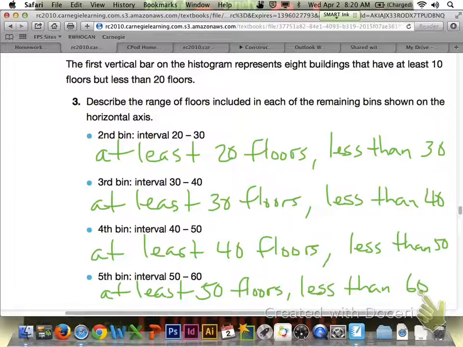So in looking at the answers for each of the bullet points underneath number 3, the second bin is going to represent at least 20 floors but less than 30. The third bin, at least 30 floors but less than 40. The fourth bin, at least 40 floors but less than 50, and the fifth bin, at least 50 floors but less than 60. And we're going to go ahead and skip number 4.